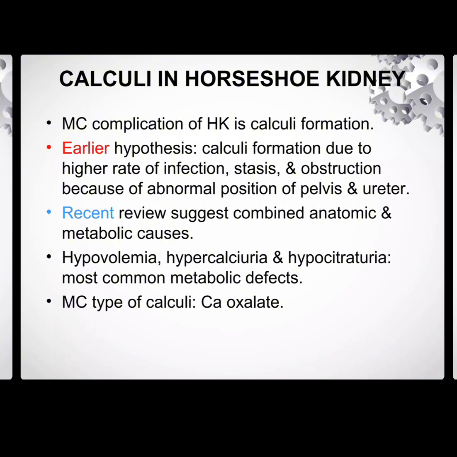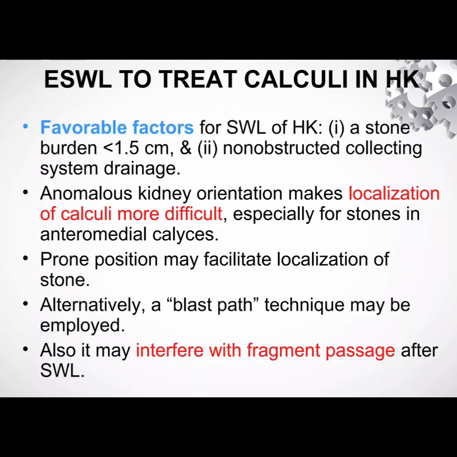The most common stone type, as in other kidneys, is the same in horseshoe kidney, and that is calcium oxalate stone. Now, the treatment of these stones, like ESWL to treat stones in horseshoe kidney. The favorable factors for ESWL in horseshoe kidney are a stone burden less than 1.5 centimeters, and a non-obstructed collecting system drainage.